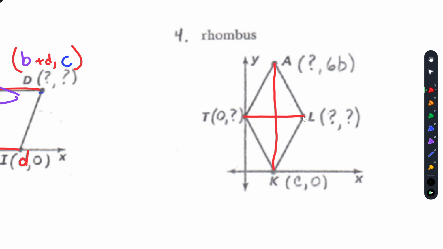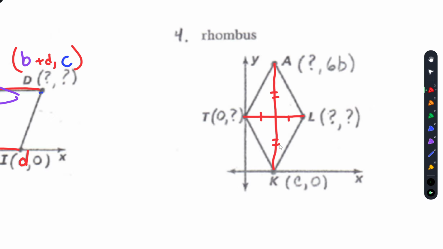What else do we know about them? The diagonals, it's actually a parallelogram property, I should say. I want the diagonals. The diagonals bisect each other. That means these pieces and these pieces are congruent.